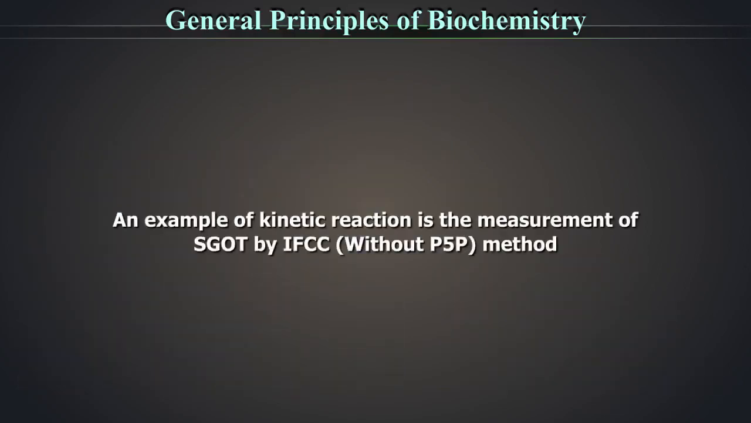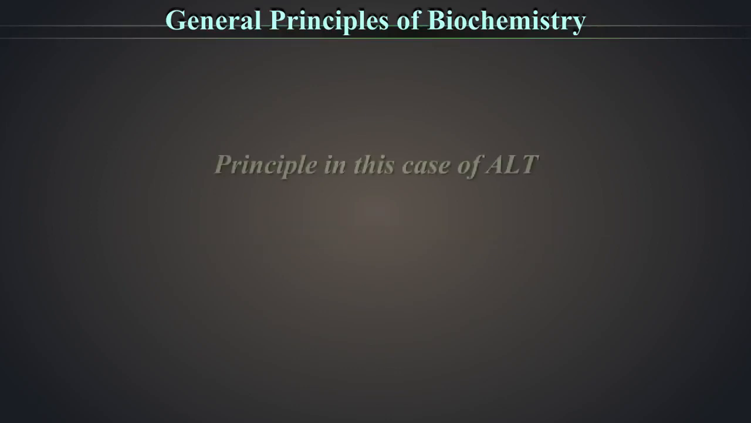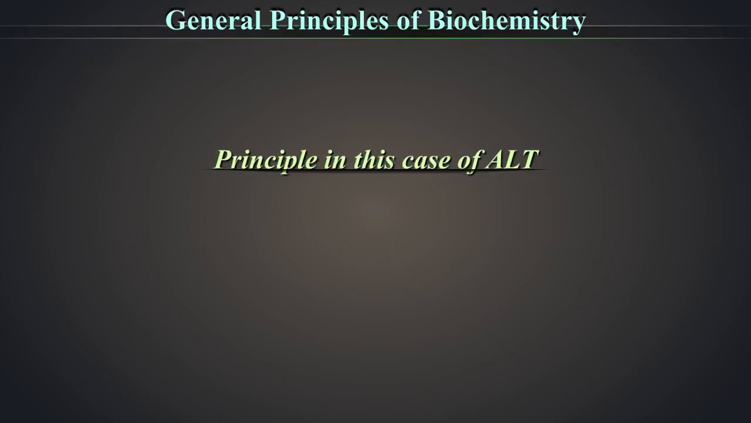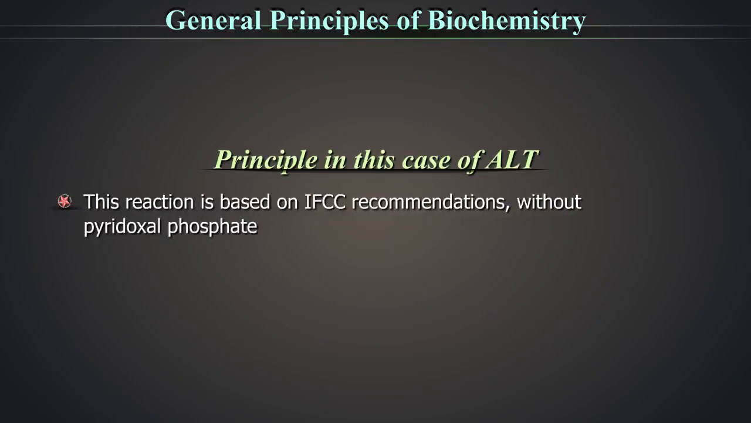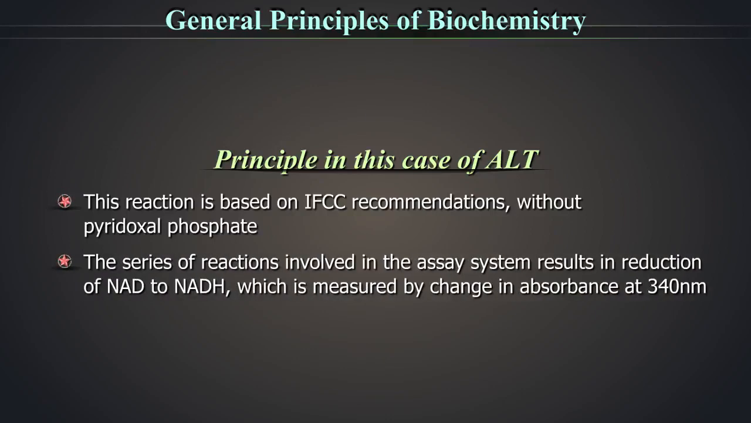An example of the kinetic reaction is the measurement of SGOT by the IFCC without P5P method. Principle, in this case of ALT: this reaction is based on IFCC recommendations without pyridoxal phosphate. The series of reactions involved in the assay system results in reduction of NAD to NADH, which is measured by the change in absorbance at 340 nanometers.